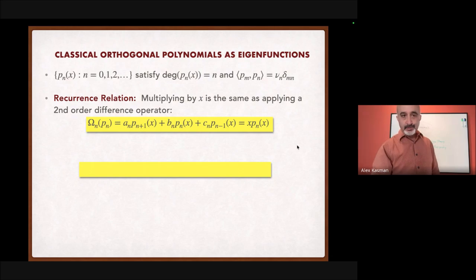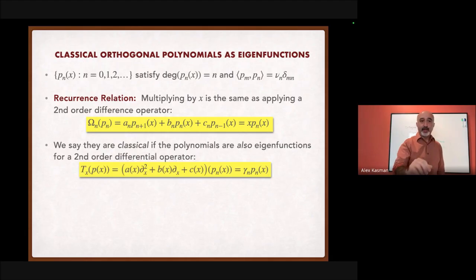The next property is what people use to define classical orthogonal polynomials. So the classical orthogonal polynomials are also eigenfunctions for a differential operator in x. So this is a second order difference operator because it goes up and down by 1. This is a second order differential operator. It involves at most the second derivative. And now the operator depends on x. So it acts in the variable x, and it has coefficients that depend on x. But now the eigenvalue would be dependent on n. And so if a sequence of polynomials satisfies all of these, they're classical orthogonal polynomials.